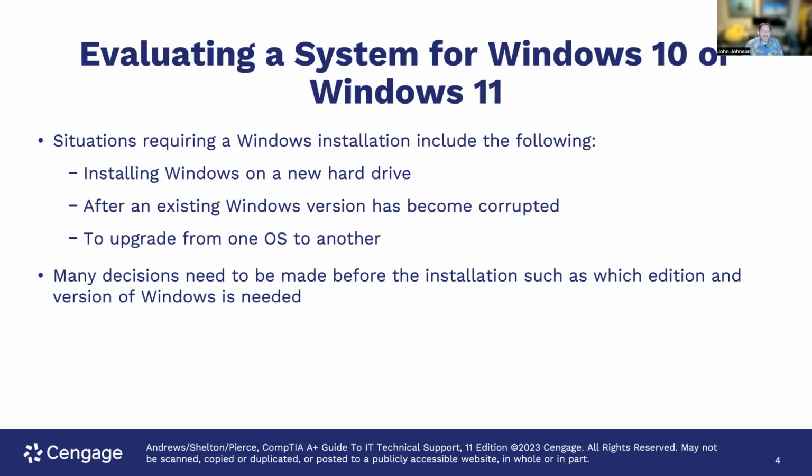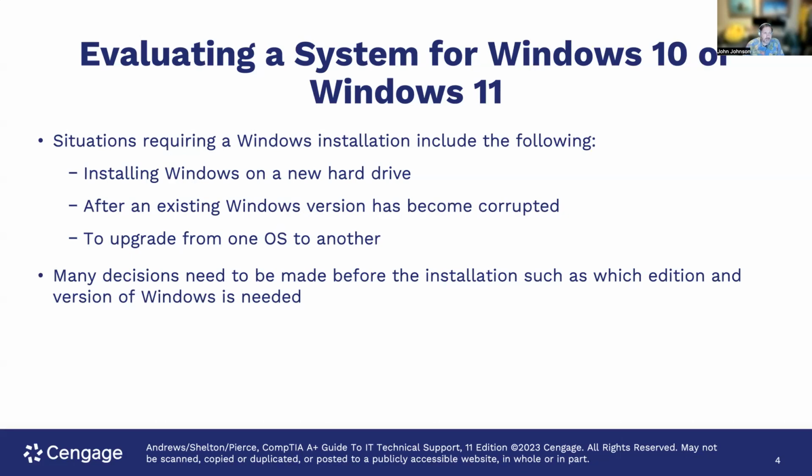So evaluating a system for Windows 10 or Windows 11, there's situations where you're going to need to install Windows, and that includes when you have a new hard drive. You may want to increase capacity, so you're wanting to move everything onto a larger hard drive. That's one case. Your Windows version may become corrupted, so you're going to need to reinstall Windows at that point. Also, if you're upgrading from one operating system to another, and before Windows 11, this was something that you could often do. You could go from one version to the next without much worry about hardware. That's a little bit different now, and we'll talk about that later.